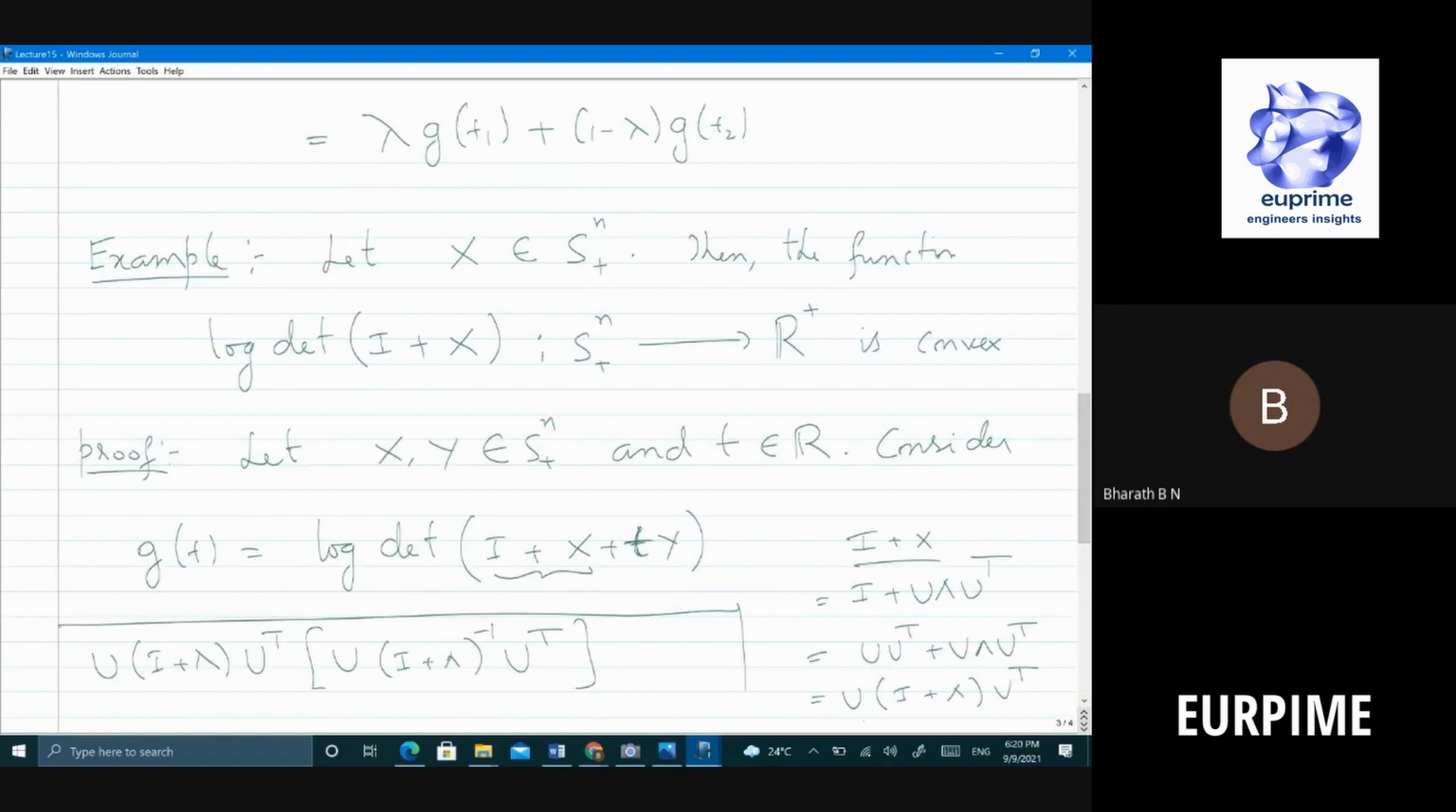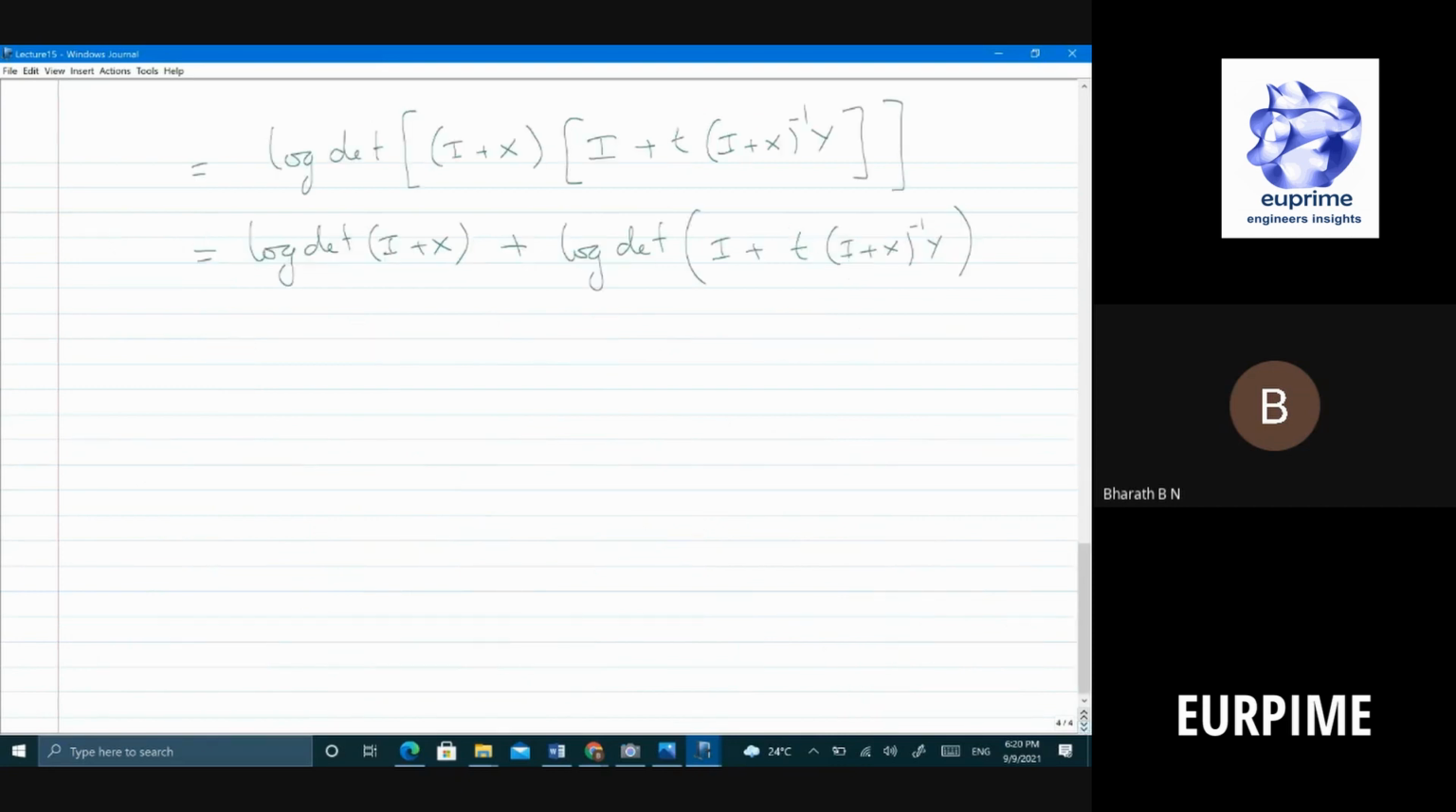Identity plus x is basically this, right? The inverse is basically this. This is definitely symmetric, right? If you take the whole transpose, U transpose becomes U. I plus lambda whole inverse transpose is I plus lambda whole inverse only. And then U becomes U transpose. So it's symmetric, right? Okay. So now I plus x whole inverse is symmetric. Y is symmetric and positive semi-definite, right?